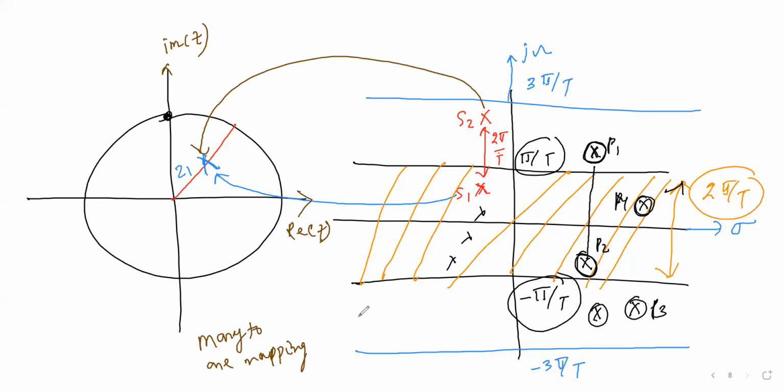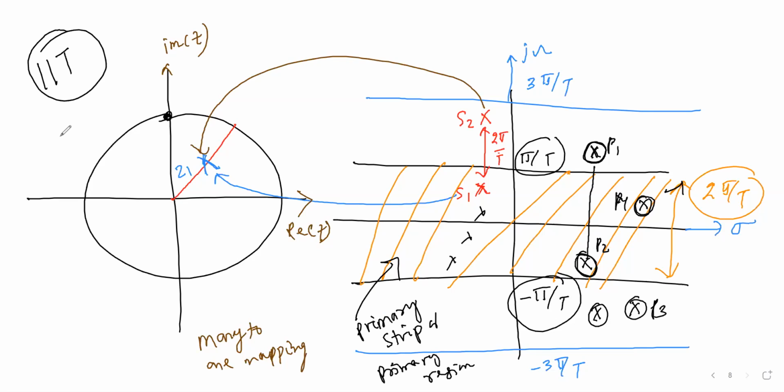This is your primary strip or primary region. This is very, very important. You have to understand the primary strip, or primary region. For the impulse invariant technique, all the poles must lie inside this primary region. All of you agree? Otherwise, the aliasing effect will come into the picture.